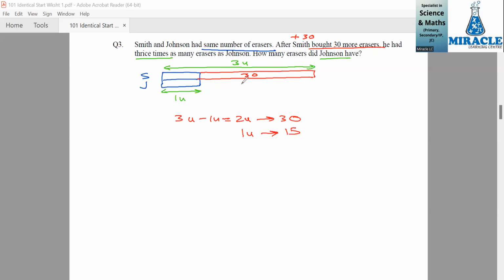So now we can answer the question. So we know that Johnson had 1 unit worth of erasers. So Johnson has 15 erasers. And this is your final answer.